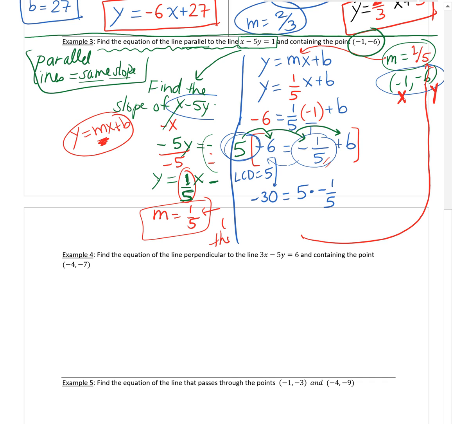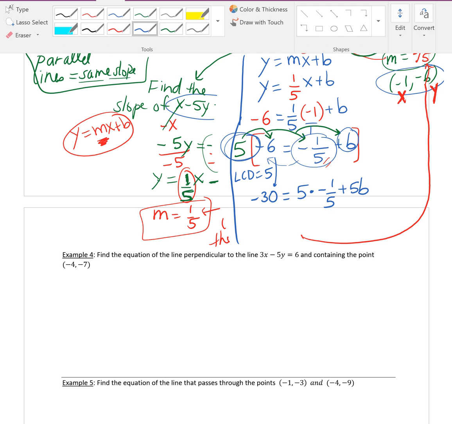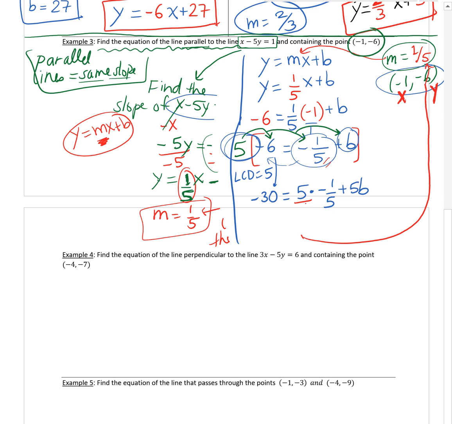And then lastly, you have 5 times b. I can do that. That's 5b. All right, now if I want to multiply the 5 and the 1/5, I want to put that 5 over 1, and I notice that these cancel the 5s. So in that term, all you're left with is really negative 1. So it looks like negative 30 equals negative 1 plus 5b.